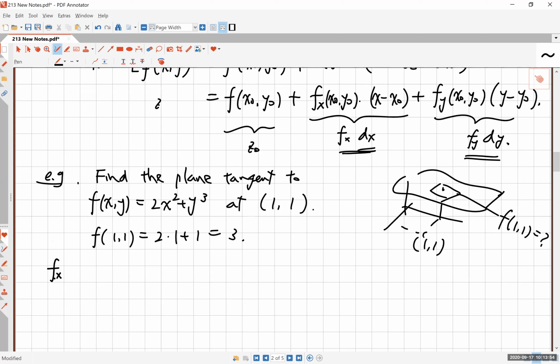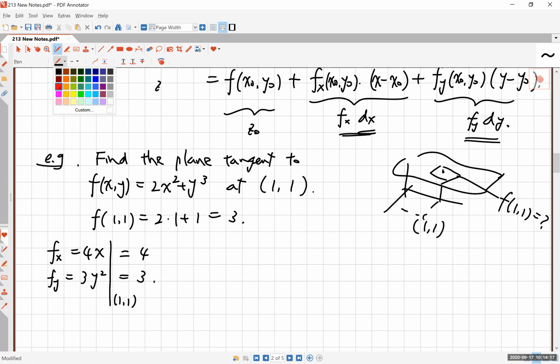Now we find the partial with respect to x, and that will be 4x. And then the partial with respect to y is 3y cubed. I'm going to use this notation here, meaning I am going to evaluate both of these at 1, 1. So this is 4, and this is 3. You get that? You are now ready, believe it or not, to write down the answer. This is the first coefficient, x minus 1, plus 3 times y minus 1.